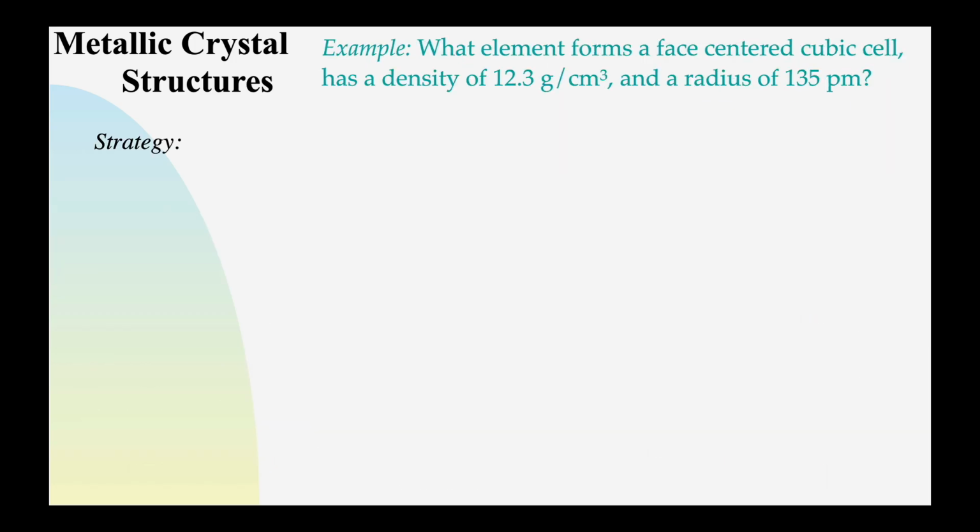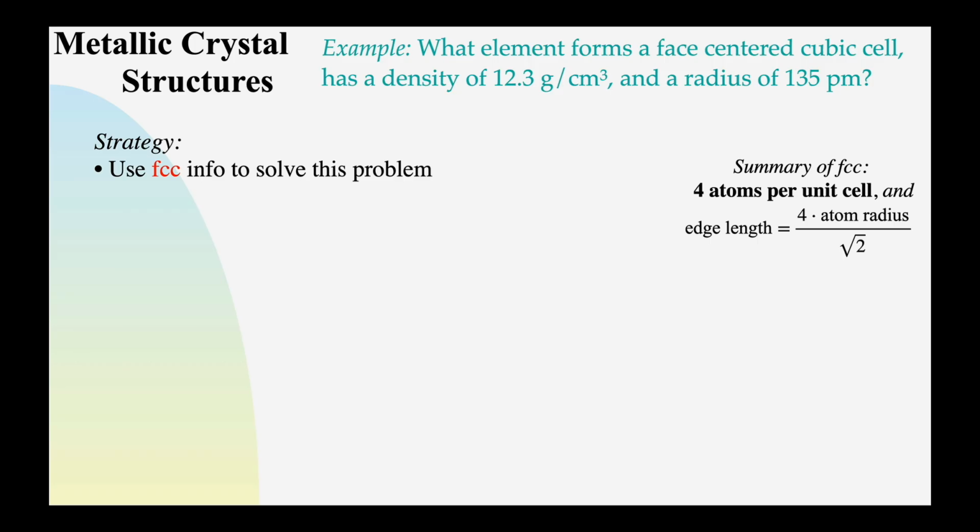This is the kind of question you might see in this section, and it says, what element forms a face-centered cubic cell, has a density of 12.3 grams per centimeter cubed, and a radius of 135 picometers? Okay, well, at first that would seem a little daunting, because there's a lot of new terms here and they're not very familiar, and it's not really clear how these things all pop up. So let's talk about the strategy that we need to solve this problem.